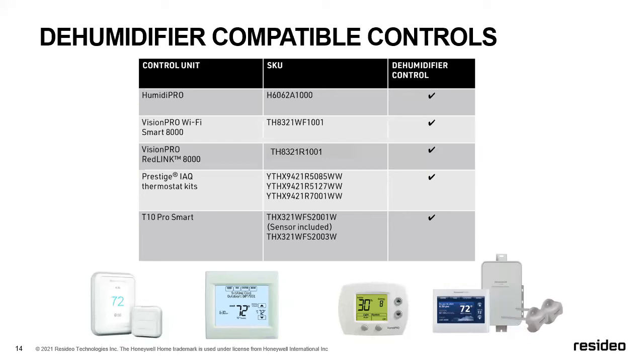So again, part numbers, and it's shown on the screen top to bottom. HumidiPro, humidity control only. Someone has a thermostat they're just not willing to part with, but we want to bring in a dehumidifier into the application. We can always install HumidiPro secondary if that particular homeowner may be inclined to upgrade their thermostat and have more of an integrated control platform than the Vision Pro Wi-Fi, Vision Pro RedLink, Prestige, and now the T10 Smart. Great thermostat controllers to integrate humidity and temperature control both together.